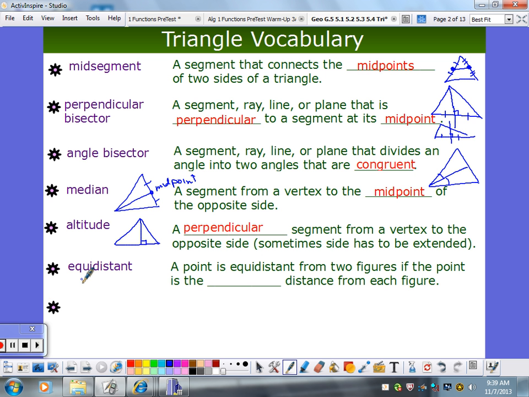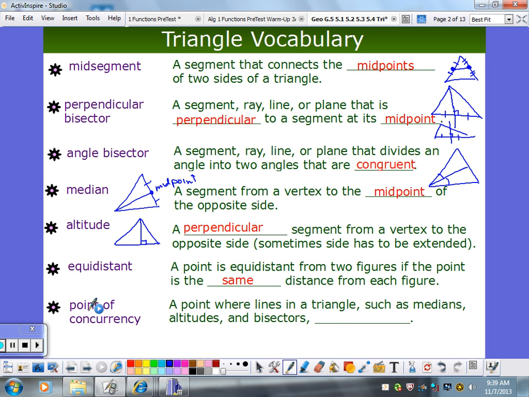Equidistant, these are just some words here. A point is equidistant from two figures if the point is the same distance from each figure. When I use that word equidistant, equal distance, it's kind of in the name. A point of concurrency is a fancy name for where a bunch of lines or segments meet up. It's a point where lines in a triangle, such as medians, altitudes, and bisectors, intersect. A point of concurrency is thought to be like a center. It's another way of thinking about a center of a triangle, and a triangle can have many centers, different ways of defining it.